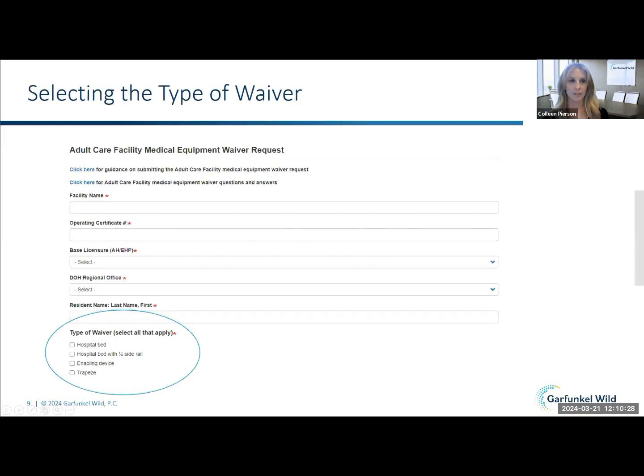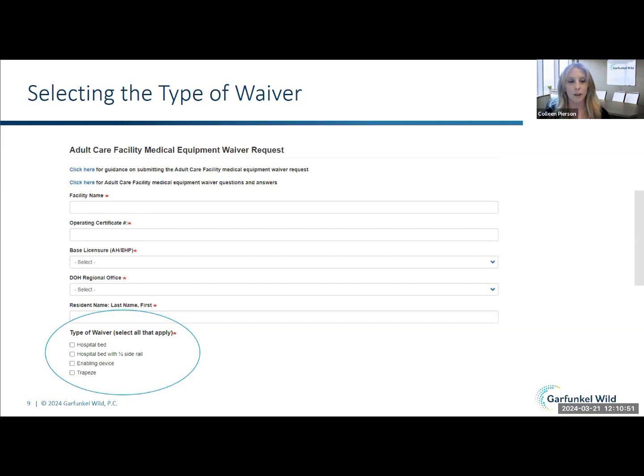One of the things that the Department of Health has brought up as an impediment to getting your waiver requests approved in a timely manner is selecting the type of waiver. So this is a screenshot of the Drupal survey fillable form that you will be submitting, the top portion of that form. And I've circled here where you select the type of waiver.